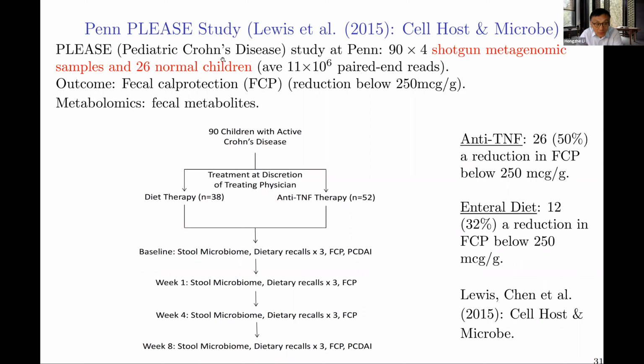In addition, we also have 26 healthy normal children, and we have their gut microbiome. For this study, we did shotgun metagenomic sequencing. On average, we have about 11 million paired-end sequencing reads, so it's a fairly large data set. Over the 8 weeks of treatment, in the anti-TNF group, about 50% of the children responded to the treatment. And in the enteral therapy group, about 32% of the kids responded to the therapy, okay?